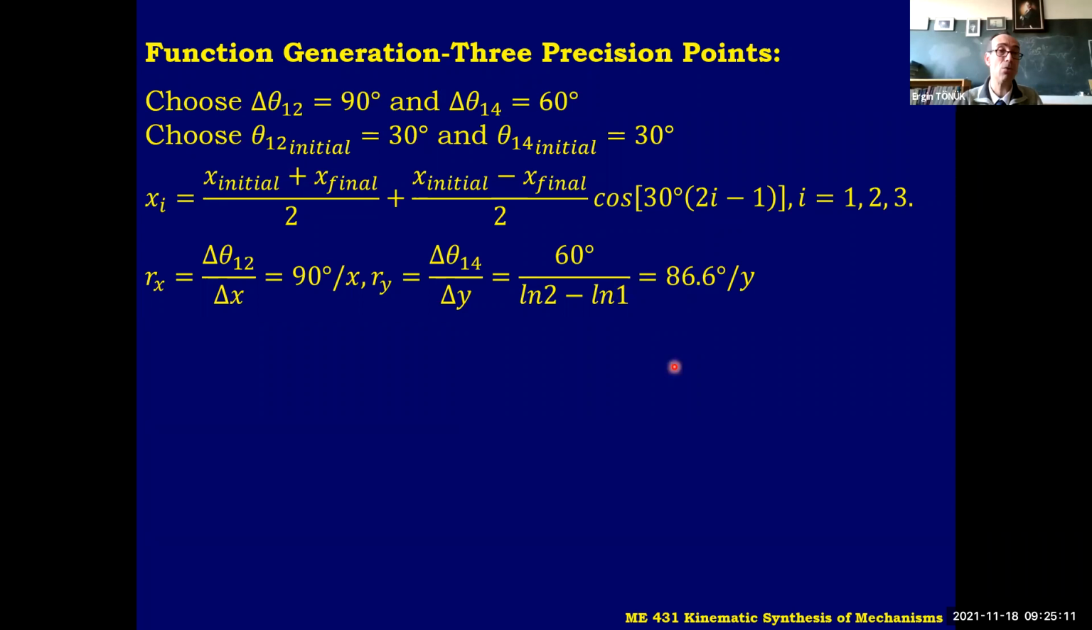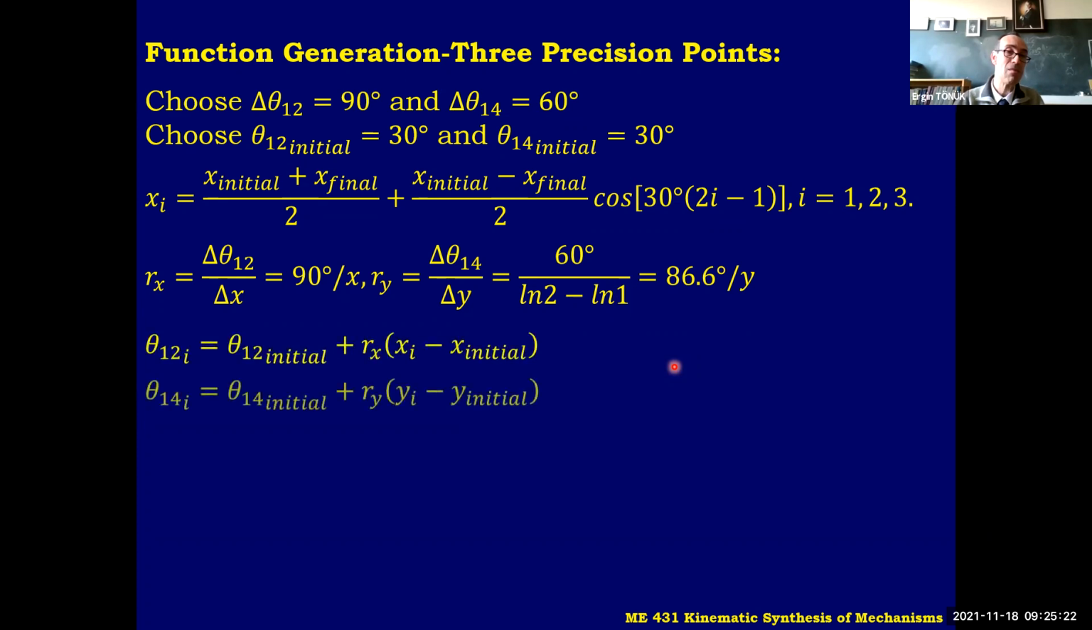In two cases, one is for Chebyshev spacing, the other one is for animating the mechanism and seeing the actual error. So, what happens is for i running from 1 to 3, because we can use 3 precision points, our precision points for theta 1,2 and theta 1,4 are their initial values plus the scale factor to convert this linear function into the angular function, okay?